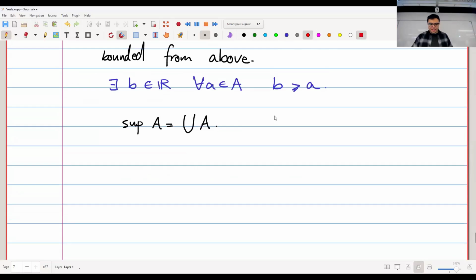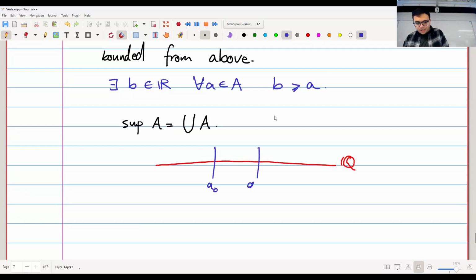Again, let's do this. Let's say this is my Q. And let's say I have a bunch of elements in A that are cutting it. So whatever, this is A0, this is A1, this is A2, and they're all cutting it, right? So if I take the union of them, it will give me everything that is smaller than this, union with everything that is smaller than this, union with everything that is smaller than this. And this doesn't have to be finite or countable or anything like that.